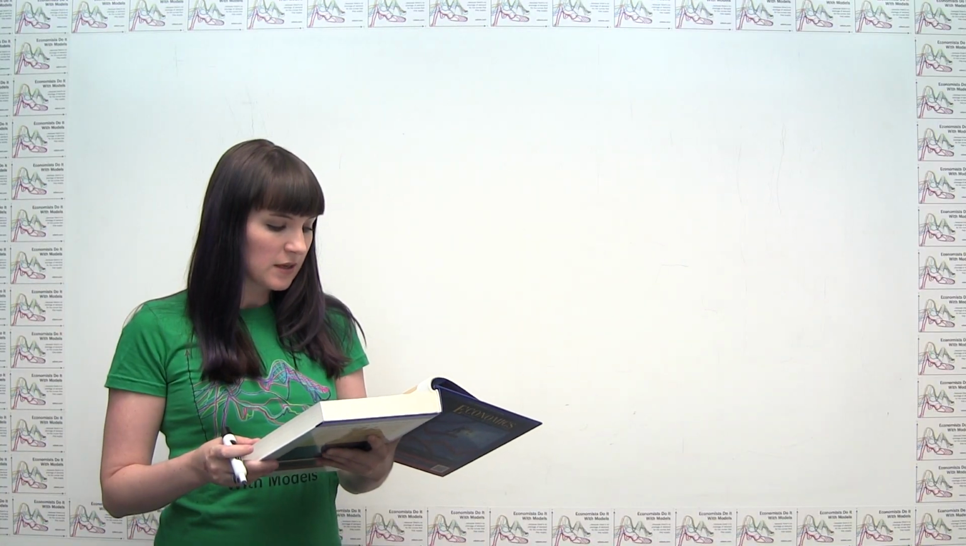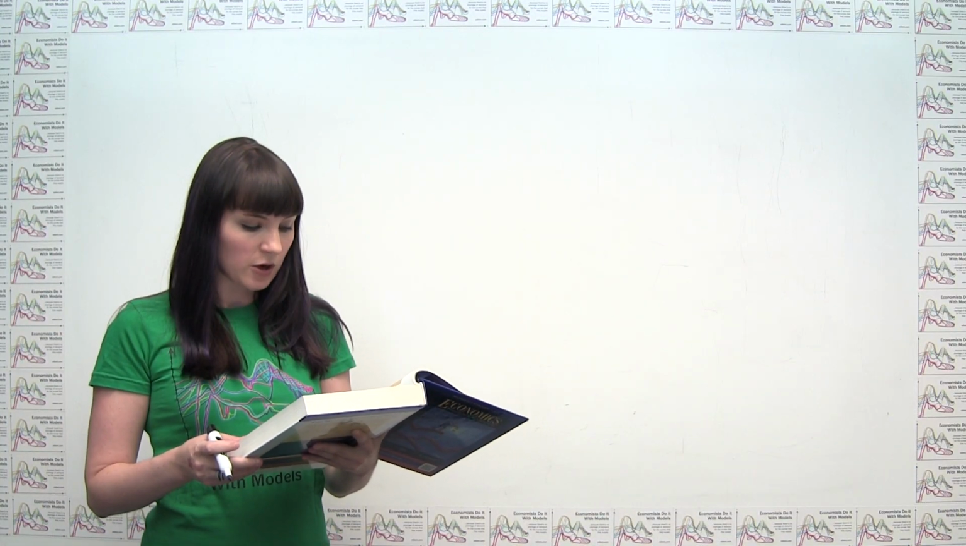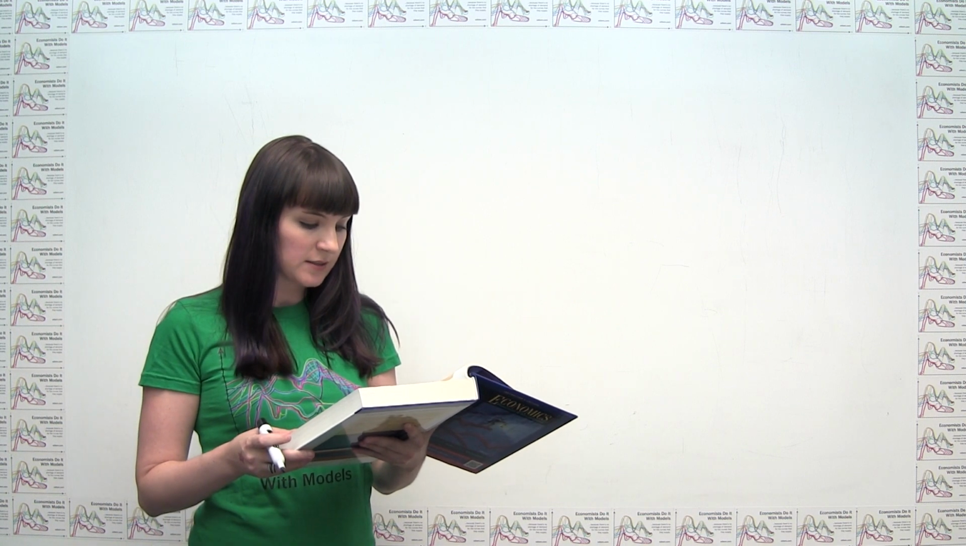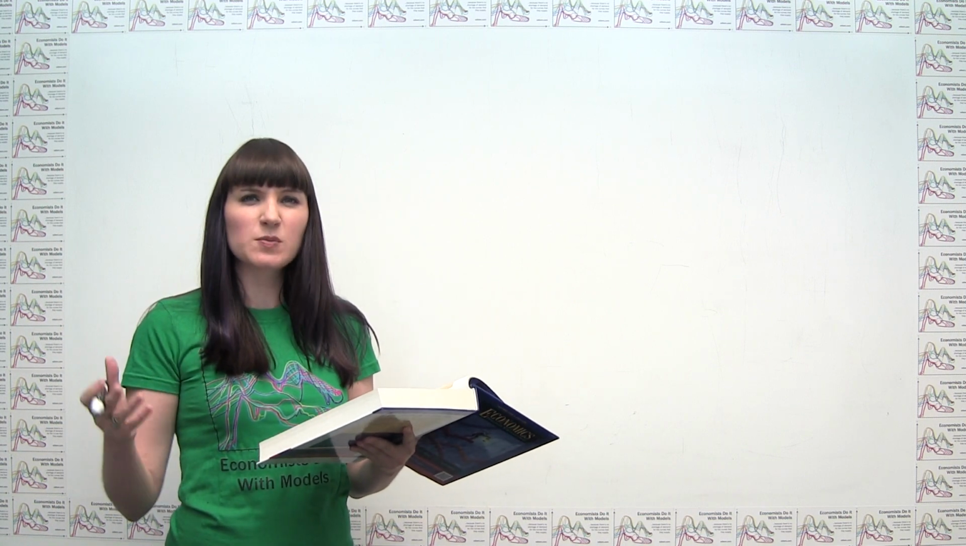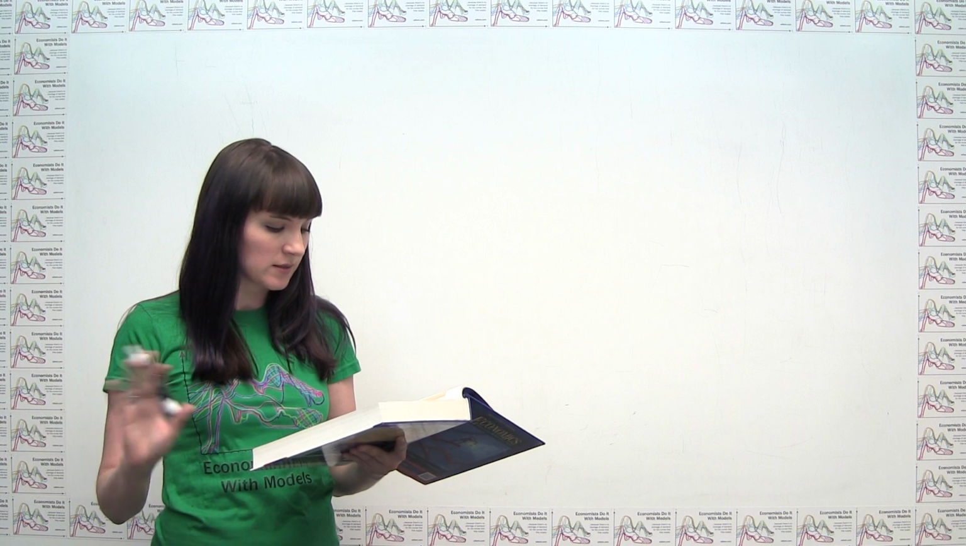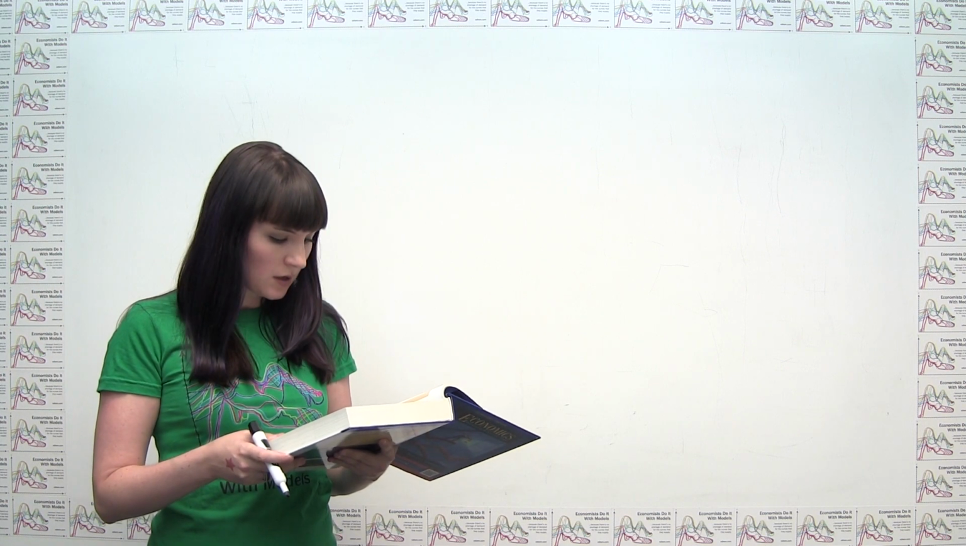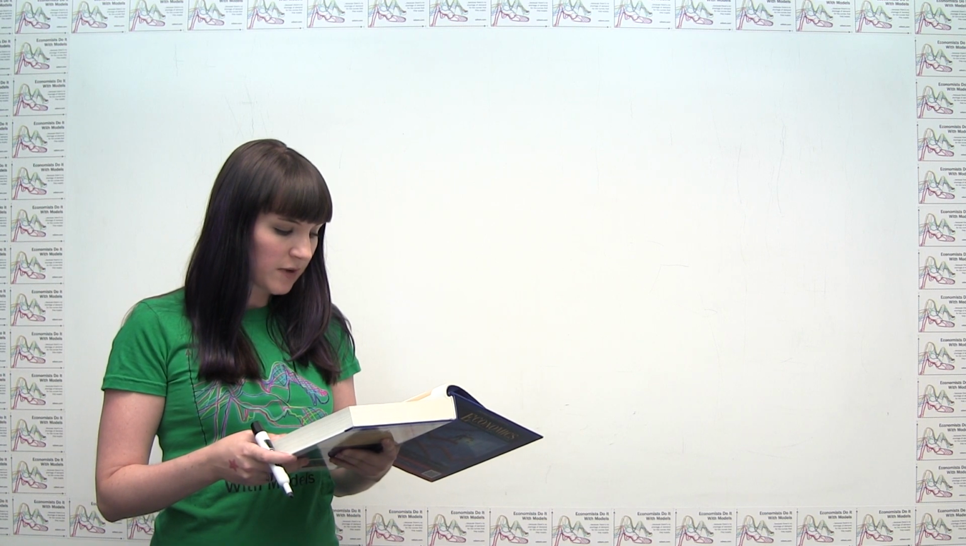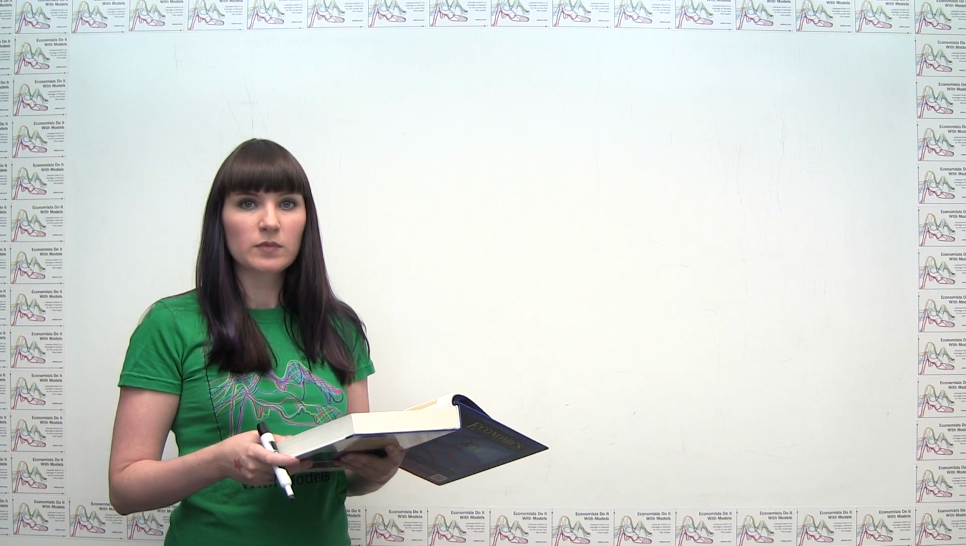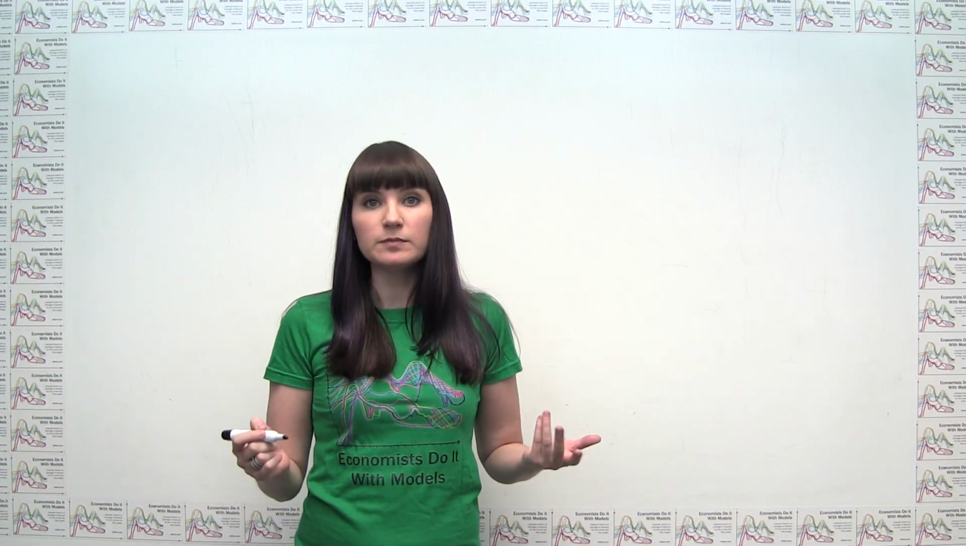The problem reads, discuss and illustrate with a graph how each of the following events, ceteris paribus, I've heard it pronounced a number of different ways, regardless of how it's pronounced, all else being equal, or all else held constant is what that means, how all of these things will affect the market for coffee. So what we need to do is start by drawing a market diagram for our coffee market.